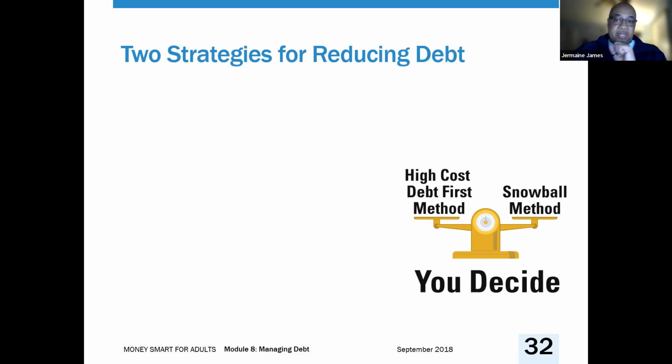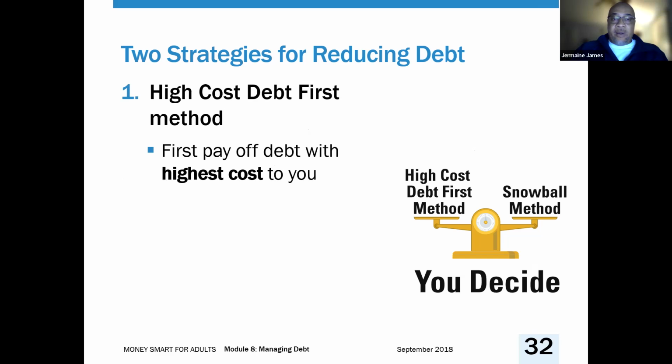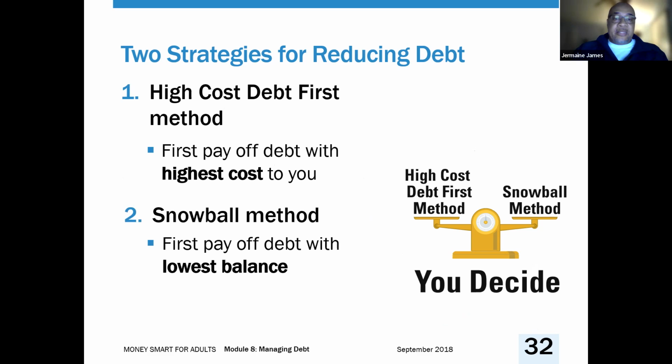We're going to talk about the 2 strategies for reducing debt. First and foremost, we'll talk about the high cost debt first method, and then we'll talk about the snowball method. As you can see, the scales are balanced here, so you'd have to decide which method you want to go with. The high cost debt method means you first pay off the debt with the highest cost to you, and the snowball method means you first pay off the debt with the lowest balance. So think about the highest cost, interest, lowest balance, snowball method.